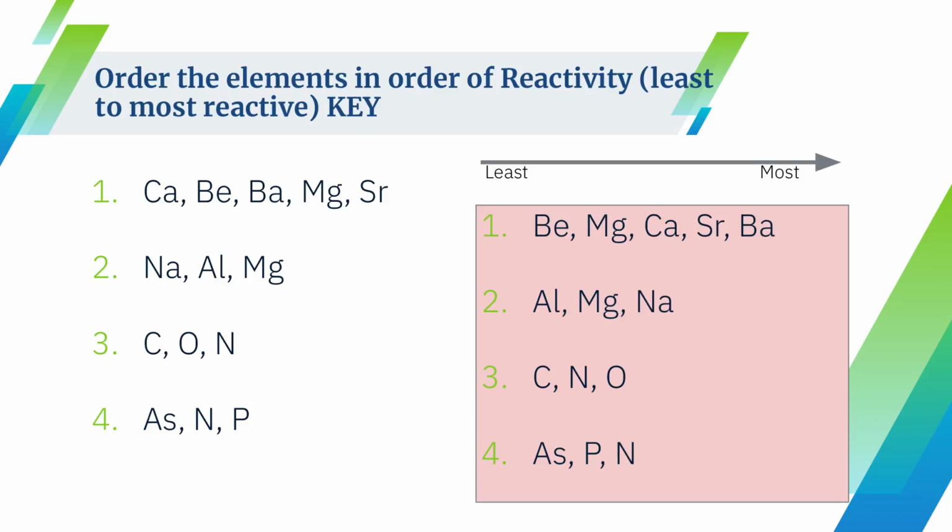So here's the key for number 1, from least to most reactive: beryllium, magnesium, calcium, strontium, and barium. Your next set: aluminum, then magnesium, and then sodium. Third set: carbon, then nitrogen, then oxygen. Fourth set: astatine, phosphorus, and nitrogen.